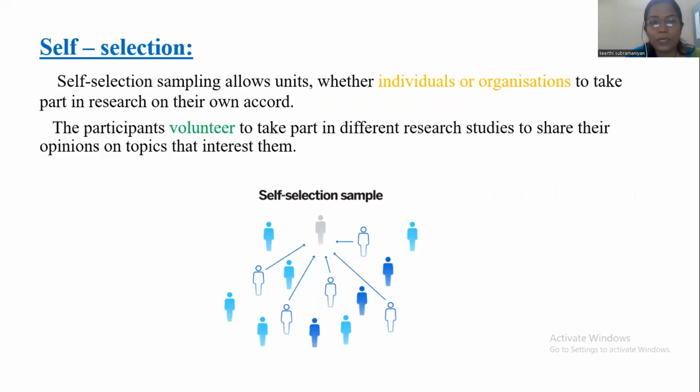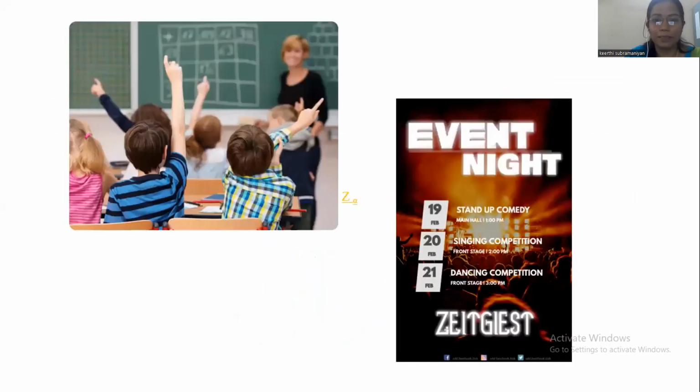The last one in the row is self-selection. Self-selection is just asking who wants to be in my study. Whoever volunteers, you can just pick them up. So this is also a type of non-probability sampling.